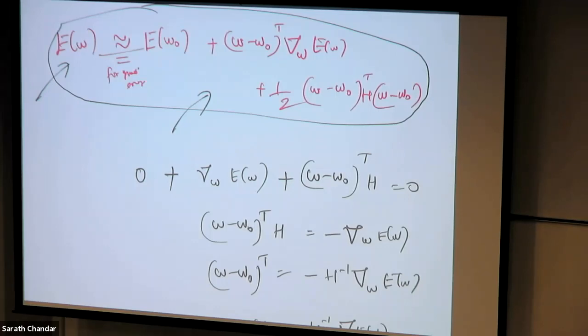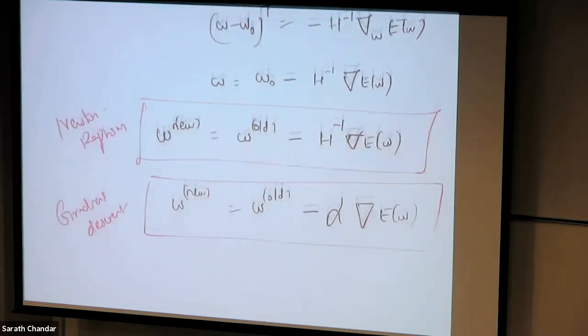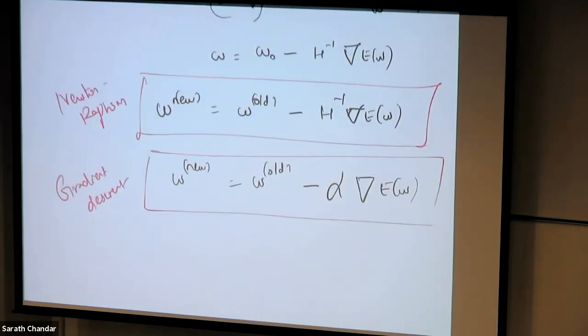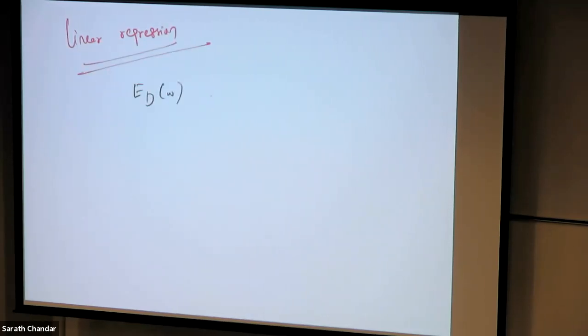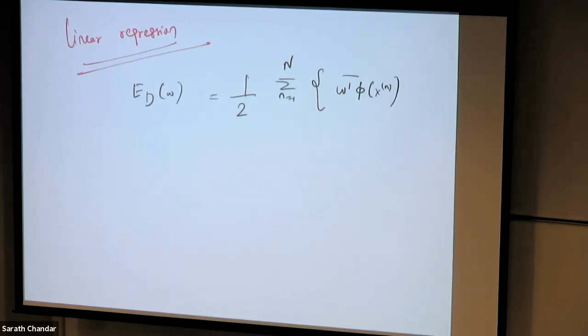Okay, so now let us verify that. Let us verify that this is not an approximation and a direct answer for linear regression. In the case of linear regression, our error function is given by 1 over 2 summation n is equal to 1 to capital N, W transpose phi of x of n. In this case, I'm using linear regression with basis function.